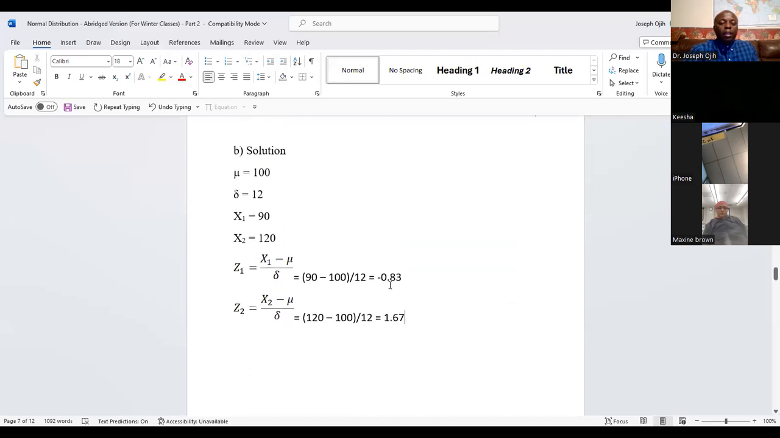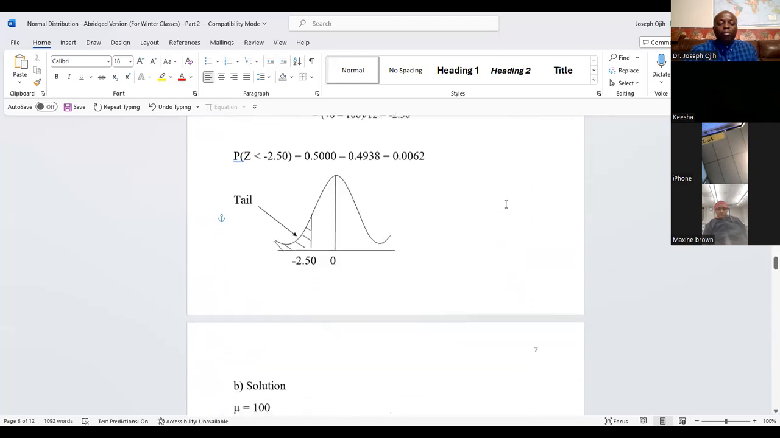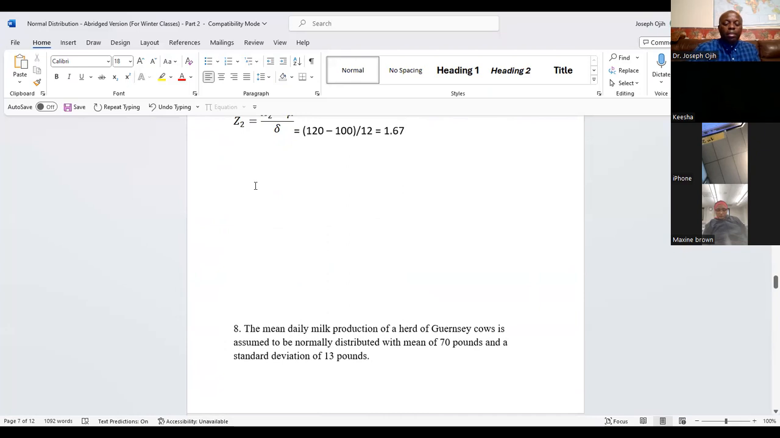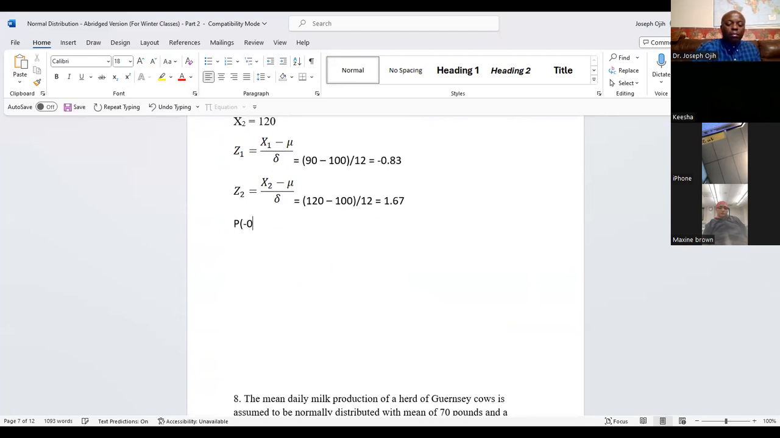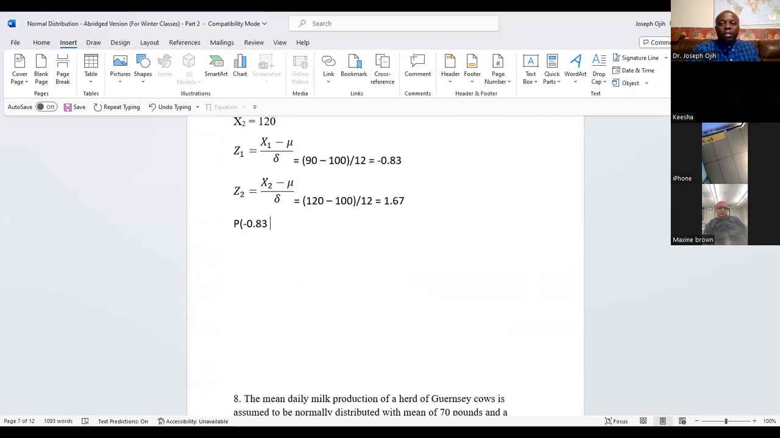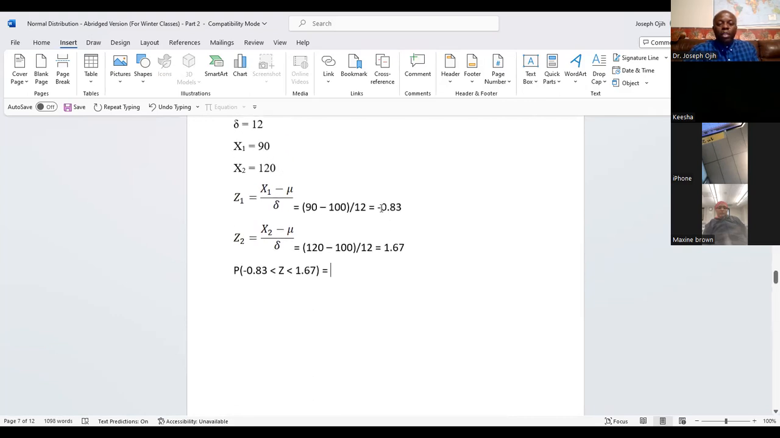Which means that the probability that the utility bill is between 90 and 120 becomes the probability that Z is between negative 0.83 and 1.67. We have seen this before when I introduced you to the standard normal distribution. So between 90 and 120 becomes between negative 0.83 and 1.67 after the transformation.